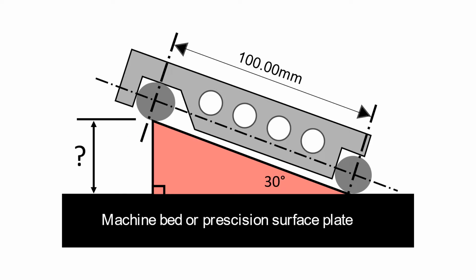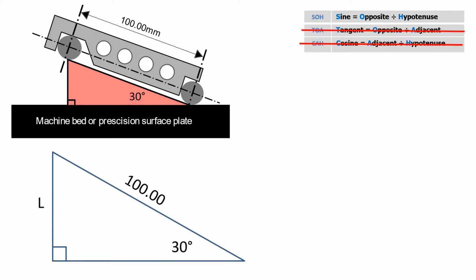Here we can see a typical sine bar application. I need to set up a workpiece at a 30-degree angle on my milling machine. How high do I need to raise one end of the sine bar? Which trigonometric function do I use? Well, the name of the tool should give it away. It's a sine bar, so we'll be using sine. Let's check this.